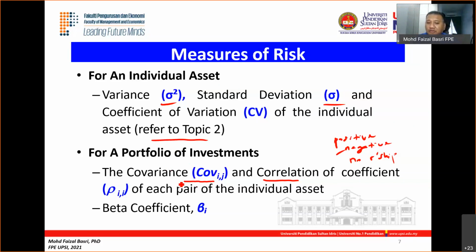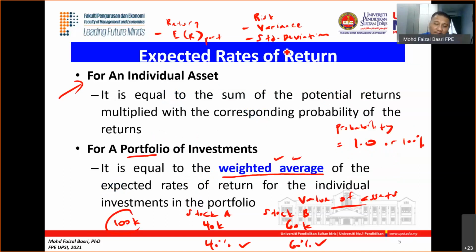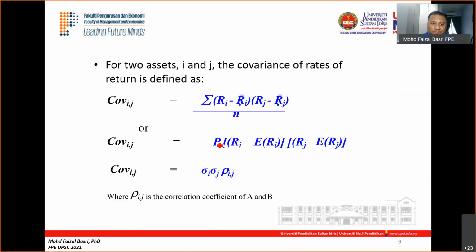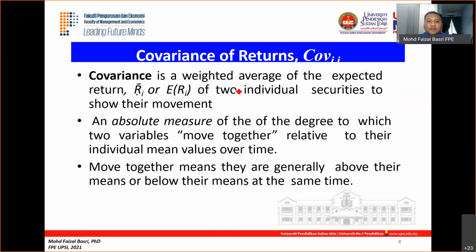This measurement, especially covariance, is important because in order to find the variance and automatically the standard deviation, we need to know our covariance. So let's look at the covariance. Covariance is a weighted average of the expected return, symbolized as R hat here, to see the movement between two or more securities. It is an absolute measurement of the degree to which two variables move together, relative to their individual mean values over time. Moving together means they are generally above their means or below their means at the same time.